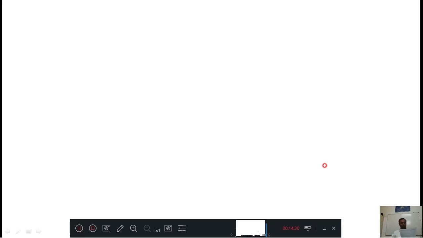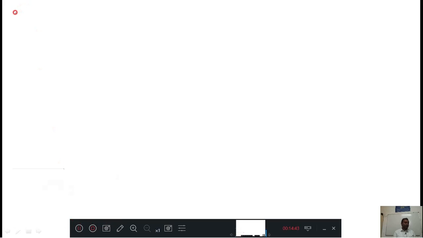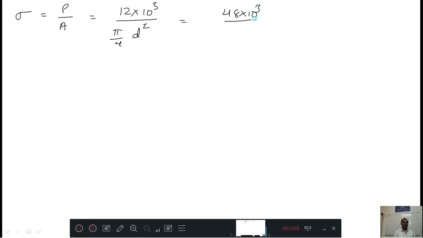Before that you should know what is stresses, because here the 12 kilonewton and 6 kilonewton, that load is given, they are loads, not stresses. Therefore we need to first convert to stress. Normal stress will be equal to normal force divided by area, and normal force is 12 kilonewton, that is 12 into 10 raised to 3 Newton, and area is pi by 4 into d square. Diameter I don't know, therefore I will keep it like this, and this will work out as 48 into 10 raised to 3 divided by pi d square.